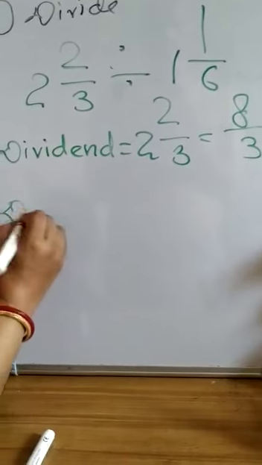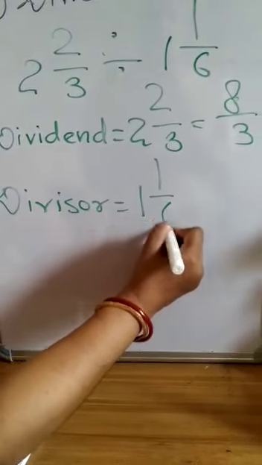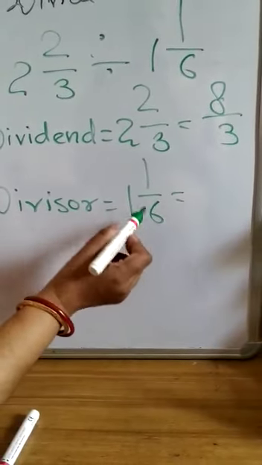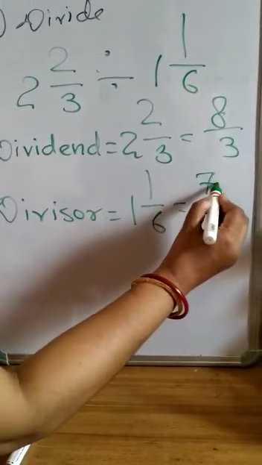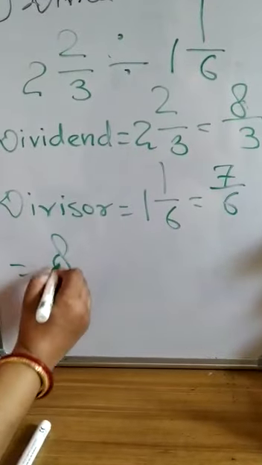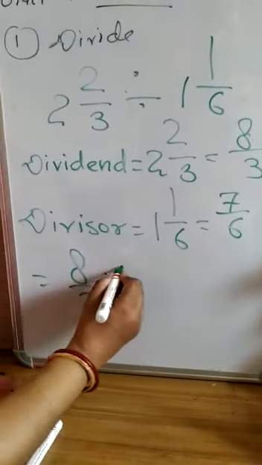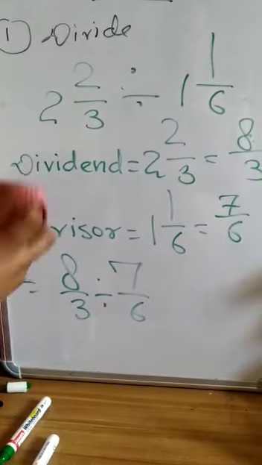Now what is the divisor? Divisor is 1 1 by 6. So we will also change this mixed number into a fractional number. 6 times 1 is 6 plus 1, 7 by 6. Now write down the operation. This is the dividend. 8 by 3 is divided by 7 by 6. Okay. Now next step.